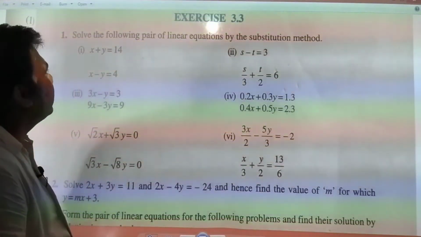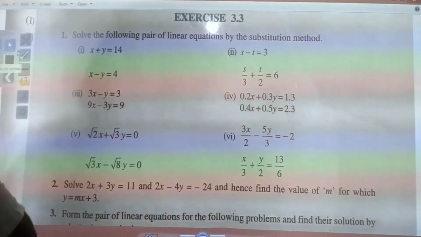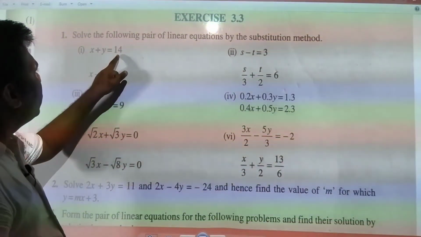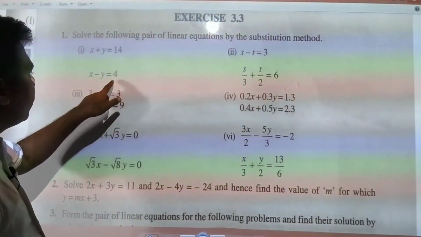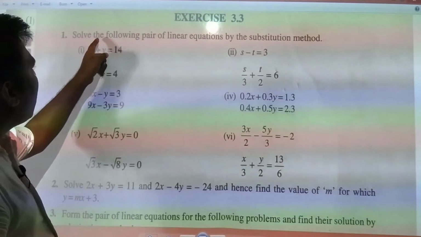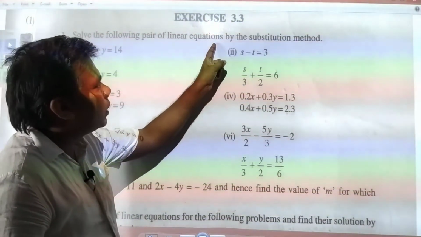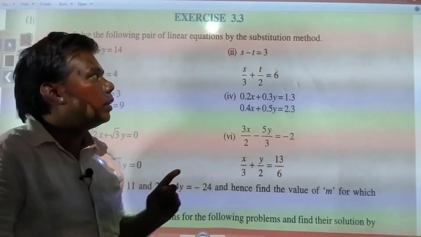Here you see exercise 3.3. First question: you have x plus y is equal to 14 and x minus y is equal to 4. What you need to do? Solve the following pair of linear equations by the substitution method.